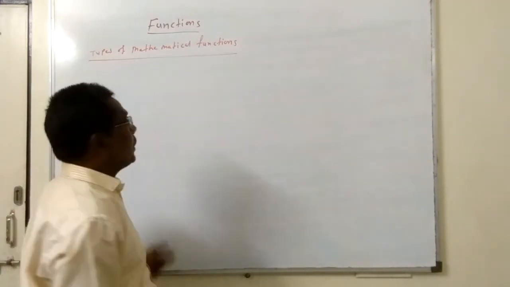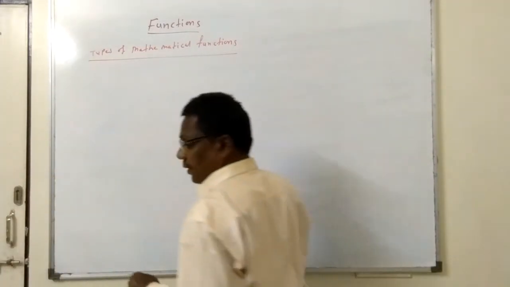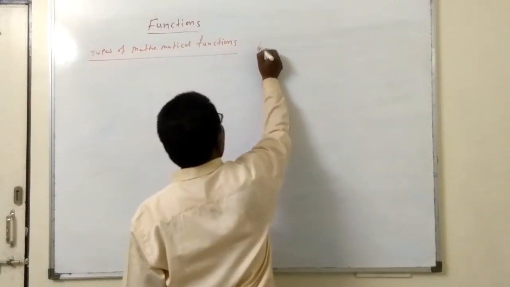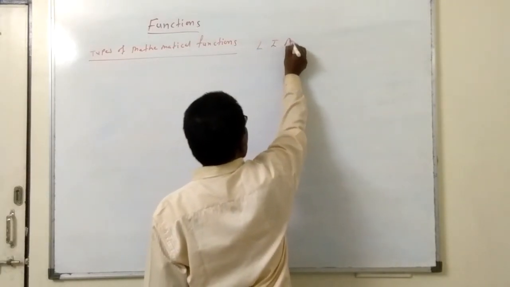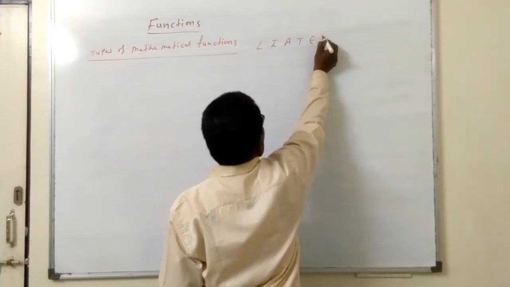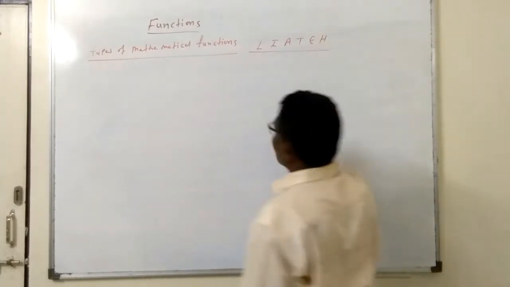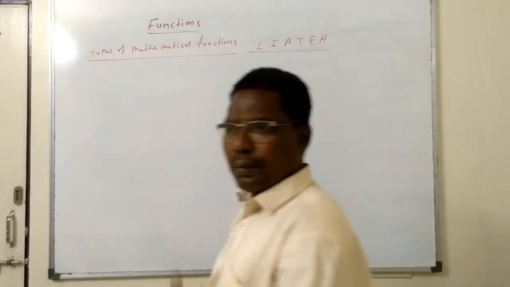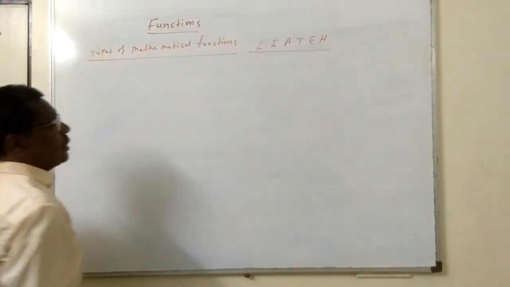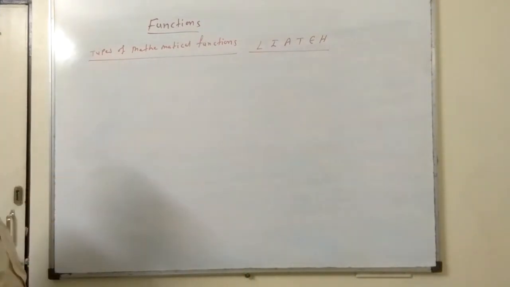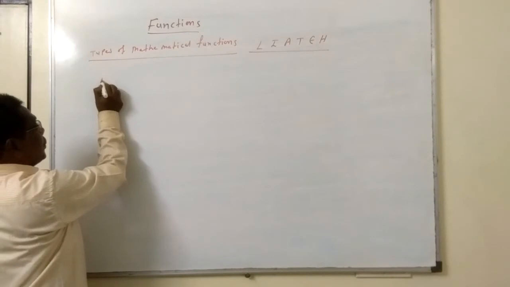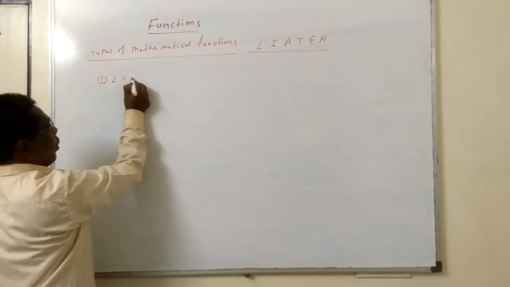So in mathematics, basically 6 functions are there: L, I, A, T, E, H. These are the functions in mathematics. Whatever mathematics you are studying, you will find a total of 6 functions. Now the first function is L, meaning the logarithmic function.